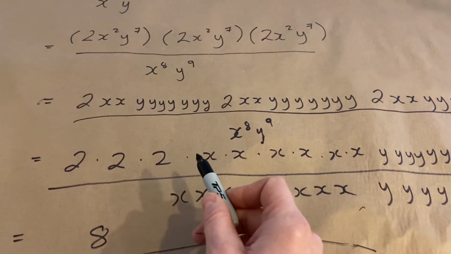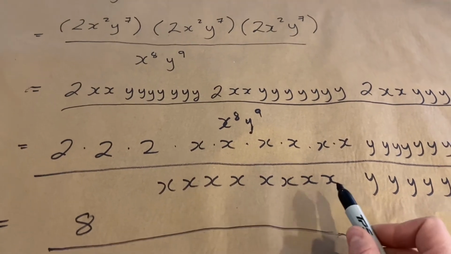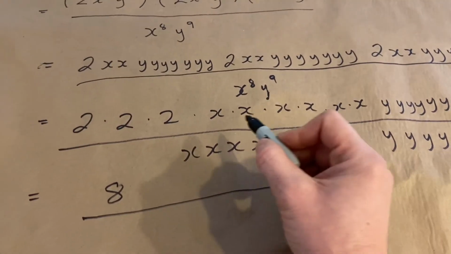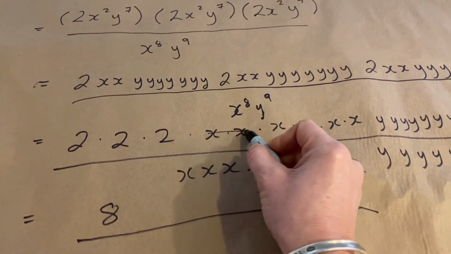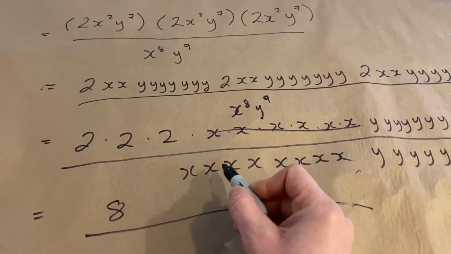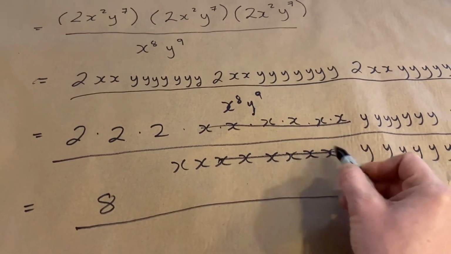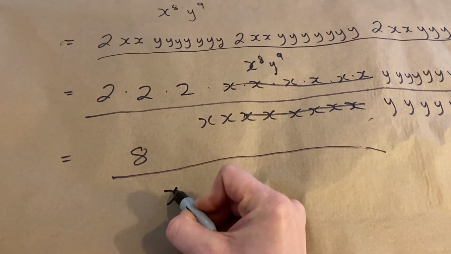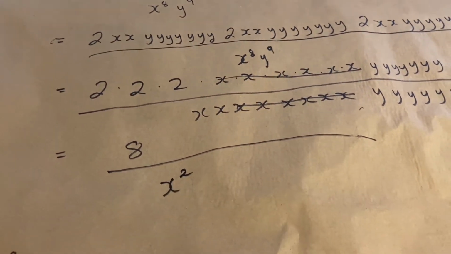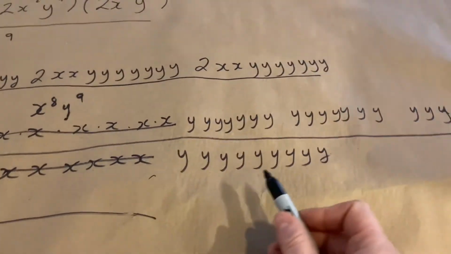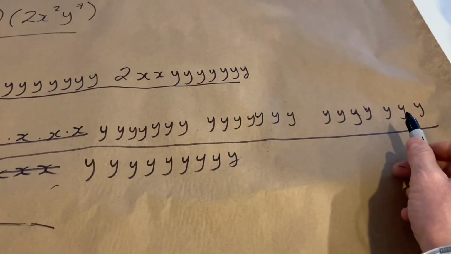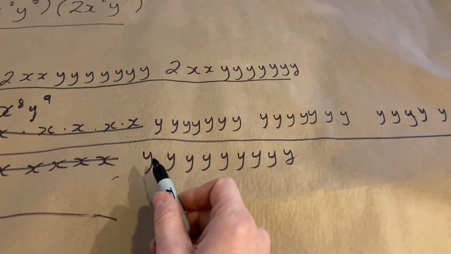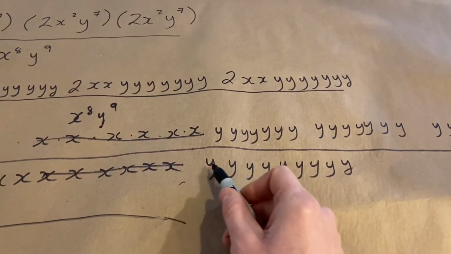All 6 on the top will cancel out with 6 on the bottom, and I'll only have x's left on the bottom. So all of these 6 cancel out with these 6 right here. There's no x's on top anymore. There's only x's on the bottom. If I look here, I've got lots of y's on top, not very many y's on the bottom. So how many of them? There's 9 y's on the bottom.